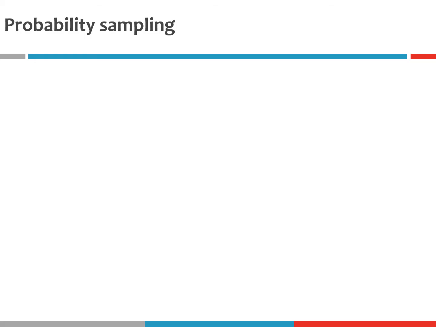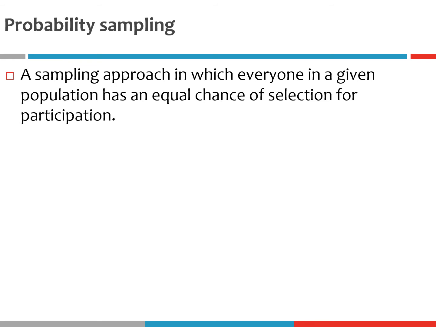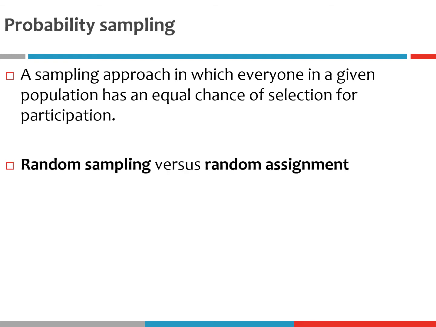So now we're going to talk about different methods of sampling, okay? First we have what's called probability sampling. Probability sampling is a sampling approach in which everyone in a given population has an equal chance of selection for participation, right? So there's going to be a key distinction here.